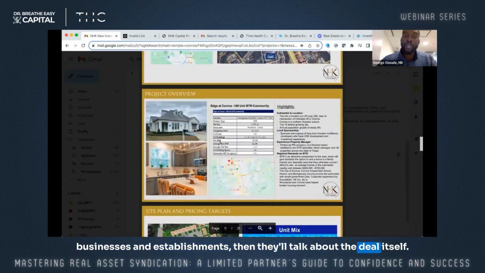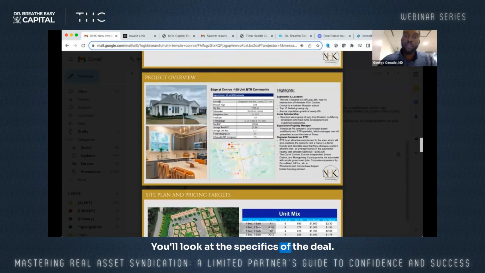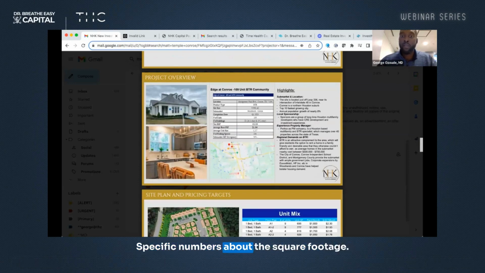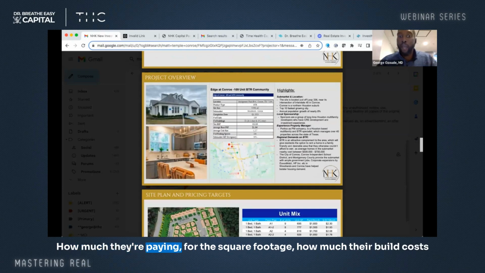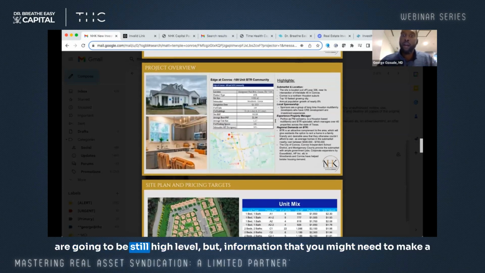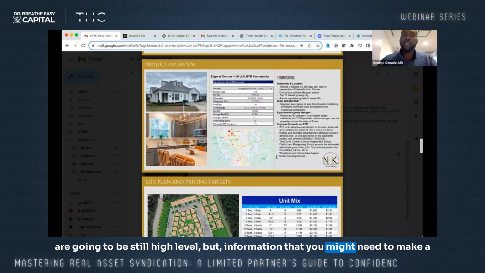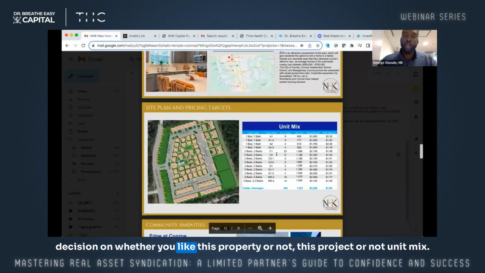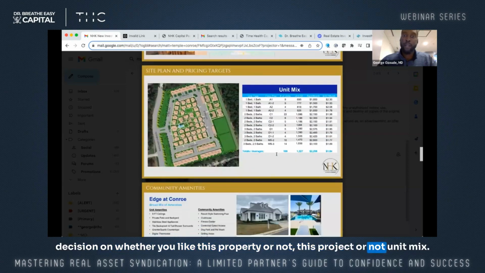Then they'll talk about the deal itself. You'll look at the specifics of the deal. How big is it? When's the timeline? Like how far out are they projecting for it to be built out? Specific numbers about the square footage, how much they're paying for the square footage, how much their build costs are going to be. Still high level, but information that you might need to make a decision on whether you like this property or not, this project or not.